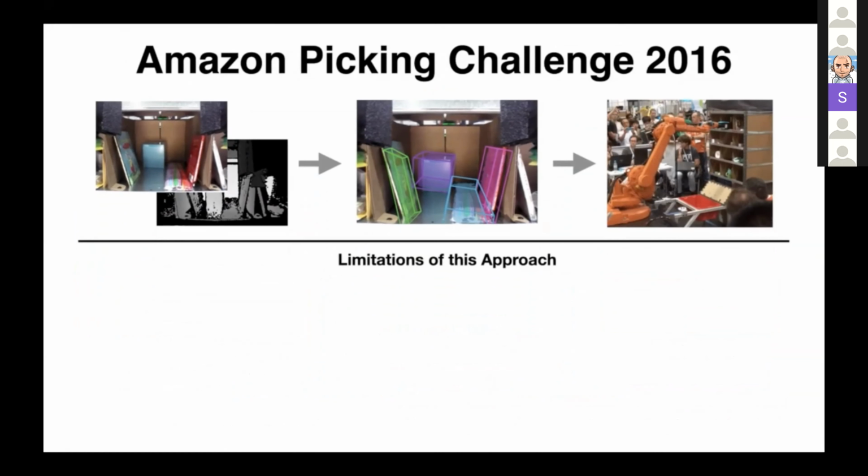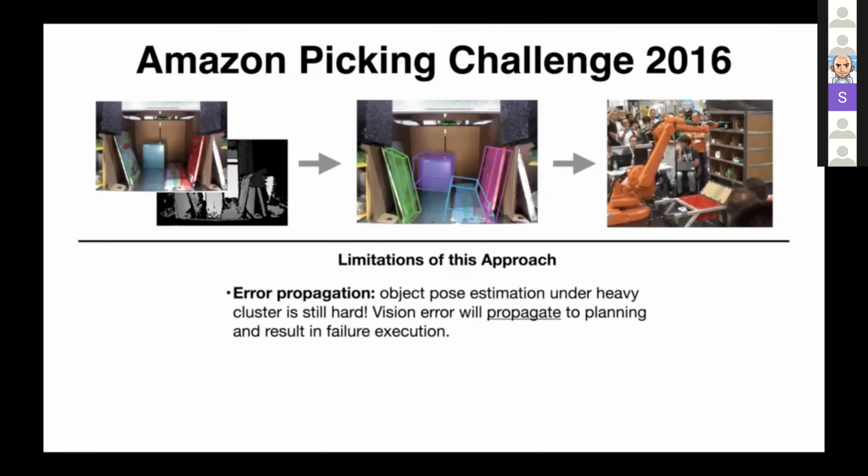However, this system does not work as well as we expected. So here are some major issues. First is the pose estimation accuracy. Even today, pose estimation under heavily cluttered environments is still a very, very challenging computer vision task. And what makes it even worse is that the error produced by the vision algorithm will propagate to the planning system and result in failed execution. So for example, a 5 centimeter error in computer vision might seem very small, but may directly lead to a collision between the robot and the shelf.